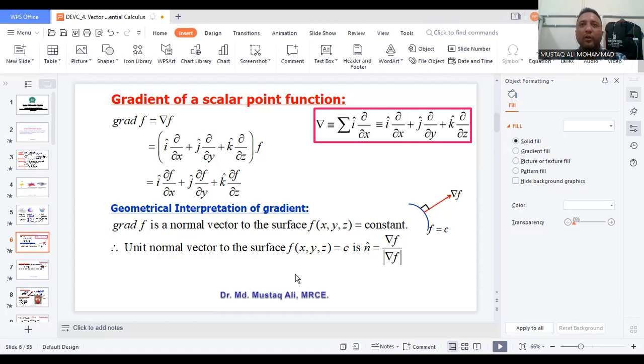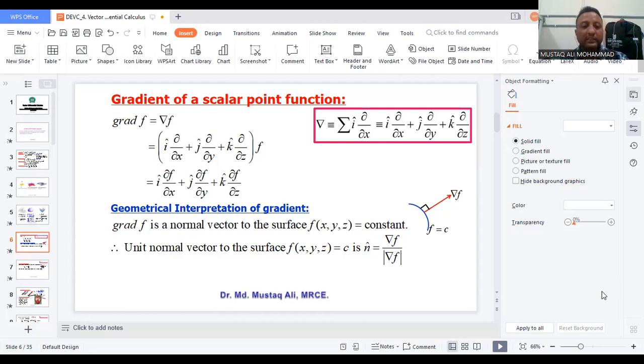Del means, as we know, i bar ∂/∂x plus j bar ∂/∂y plus k bar ∂/∂z, operating on f. So this is called our gradient, del f. That gives us i bar ∂f/∂x plus j bar ∂f/∂y plus k bar ∂f/∂z. So this is our gradient of a scalar point function.